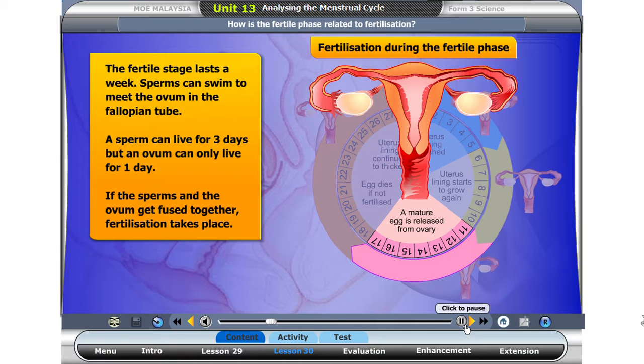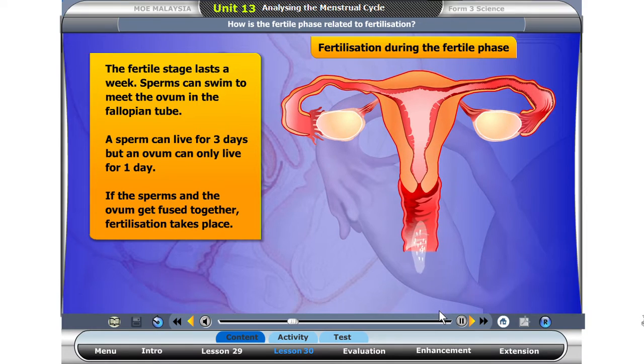The fertile phase is when the ovum is released from the ovary into the fallopian tube. This is called ovulation. The fertile phase lasts around a week, from day 11 to day 17 of the menstrual cycle. This is because the day of ovulation can be early or late by a few days.